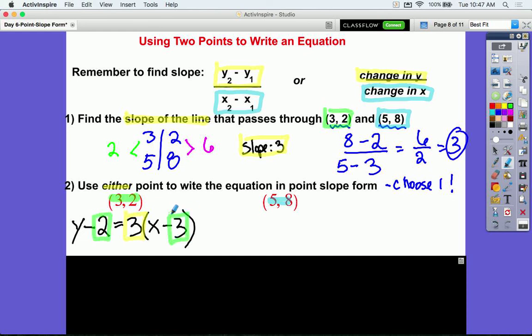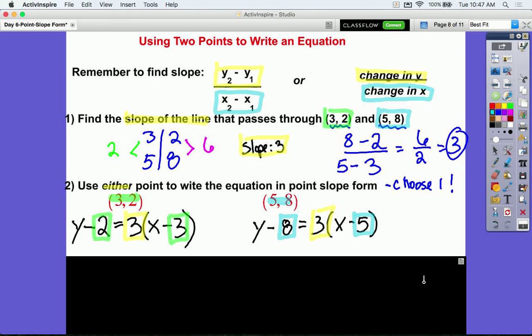Okay? That's it. If you want to use the other point, 5, 8, same deal. Doesn't really matter. We're going to plug in y minus 8 is equal to my slope of 3 times the quantity of x minus 5. Again, here's my slope, and here is my point. Okay? So they look really different from each other, and that's okay.